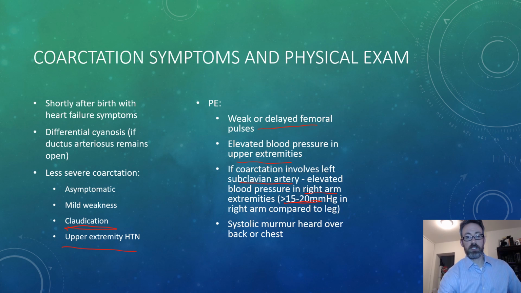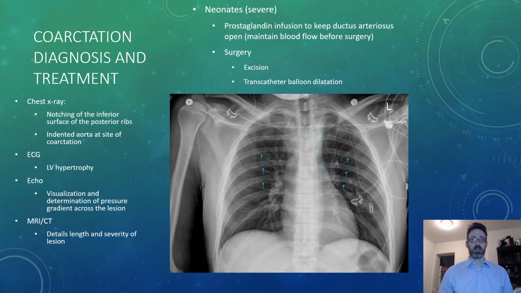You can hear a systolic murmur over the back or the chest in the area where that stricture is, because it can create some turbulence. In terms of diagnosis and treatment, chest x-ray is actually very useful and can be diagnostic here. I've shown you this x-ray before, but these little arrows show where the subcostal arteries are. As they create collateral blood flow underneath the ribs, it can erode the underside of the ribs, creating a notched rib appearance.